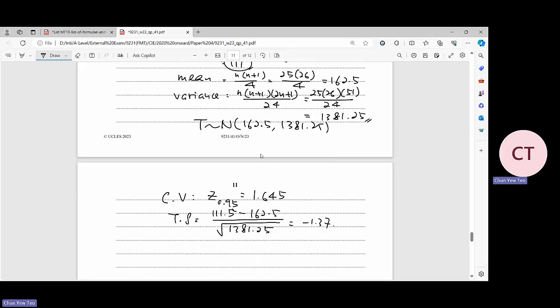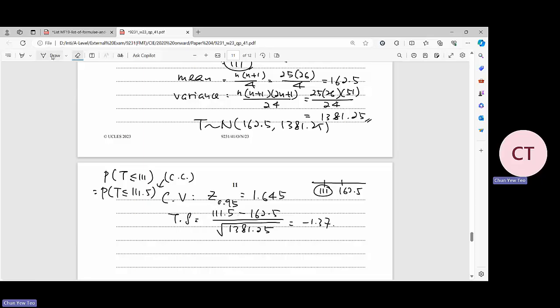So how do we get 111.5? Over here, the mean is 162.5, then 111 is over here. By right, you're looking for the probability for T less than or equal to 111. If you go for the continuity correction, it will be 111.5. So that's why we use 111.5, not 111.